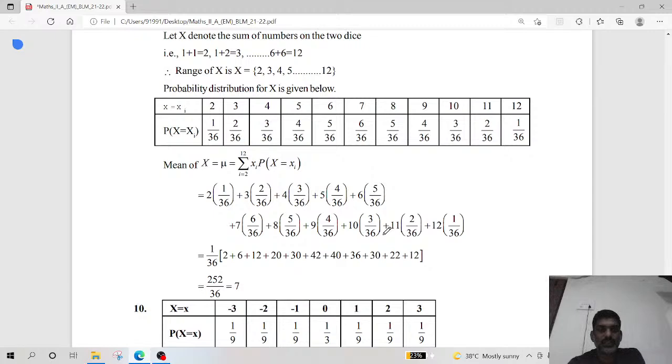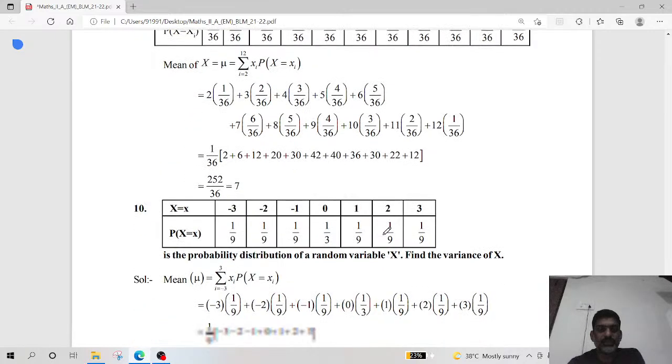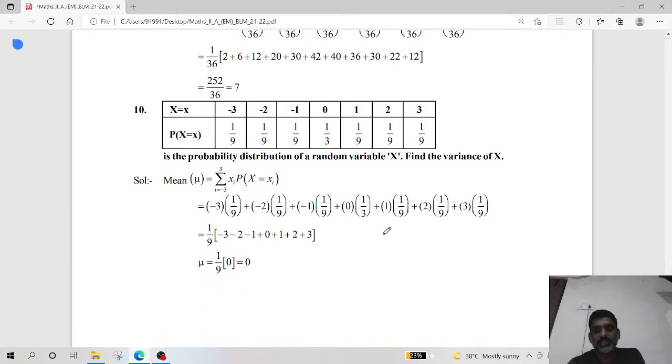First x is equals to 2, 1 by 36, x equals to 3, 2 by 36. In this way all the values we are getting here. Right, that is 7. And next question number 10. Table is given already. Probability distribution of the random variable x. And find the variance of x.